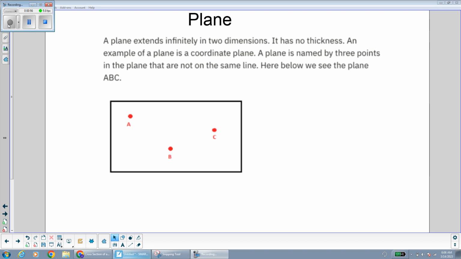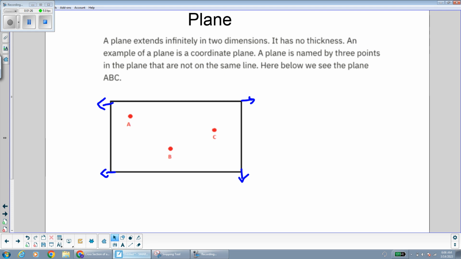And here we have a plane. A plane is two-dimensional. It has no thickness, but it has length and width. And a plane does extend infinitely in both directions. So sometimes instead of seeing it drawn as a box, you will see it drawn with arrows on the ends to indicate that it does extend infinitely in both directions.